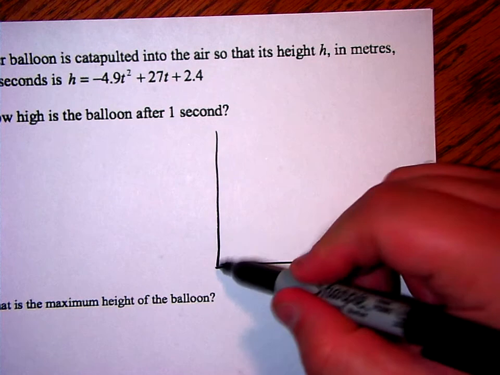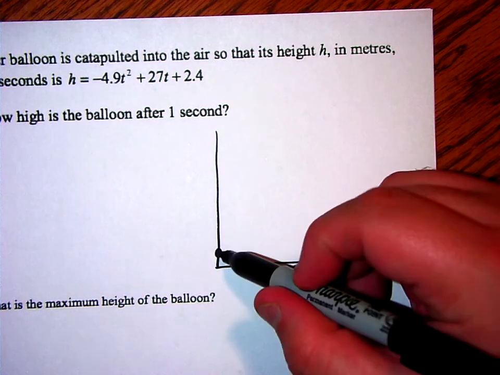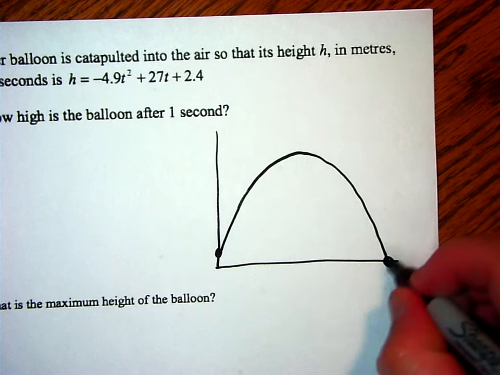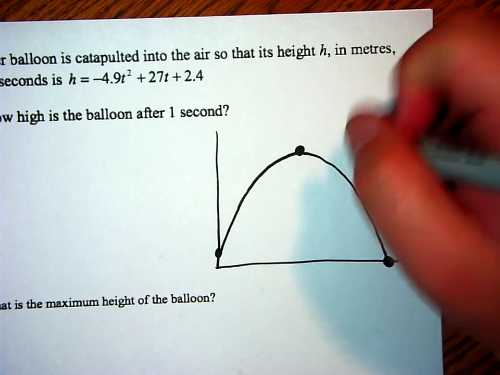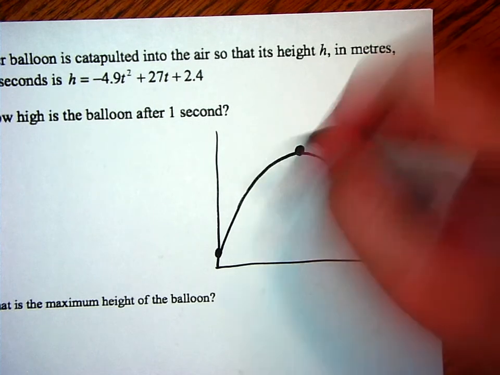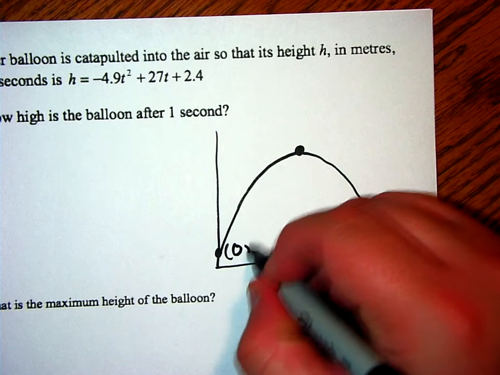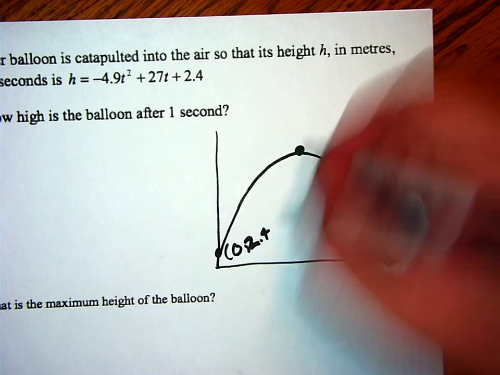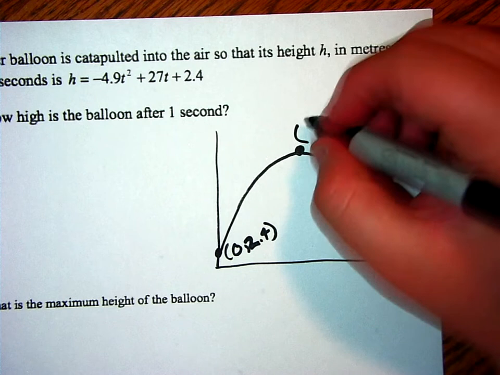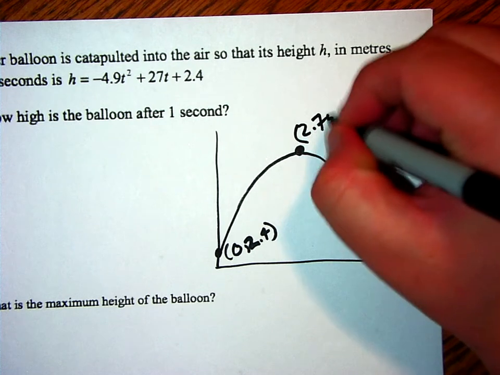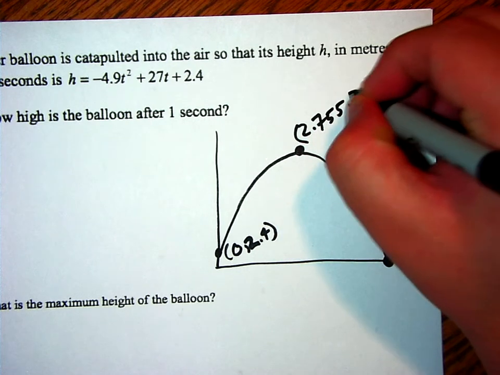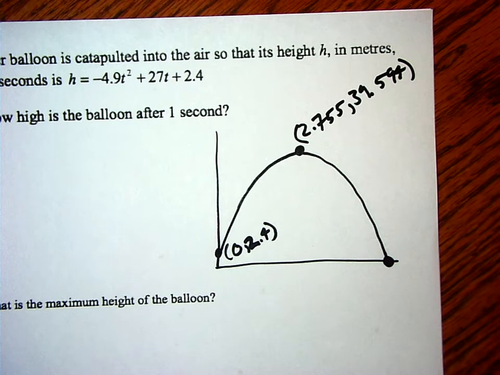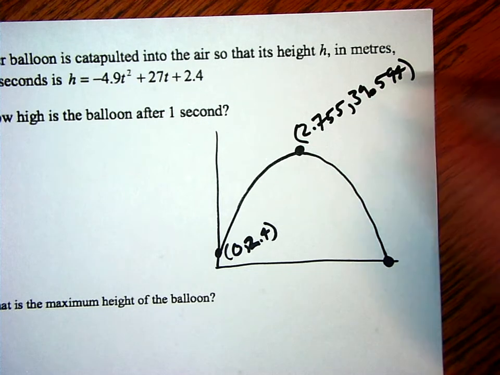Okay. So we're going to start a little bit above. It's going to go up, and then it's going to come back down. Cool. And these are the 3 points I really think I care about. We'll see if it's asking for anything else. So 0, 2.4. This is 2.755, 39.594. Sharpies don't really help when you're trying to write small.